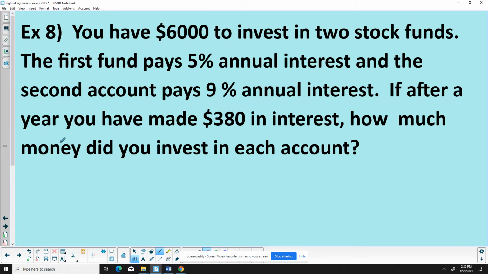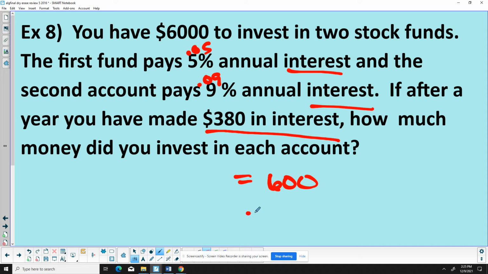You have $6,000 to invest. That's a total. 2 stock funds. The first fund pays 0.05 annual interest, and the second account pays 0.09 annual interest. If after a year you've made $380 in interest. Okay, notice they're all interest. They all go in the same equation.